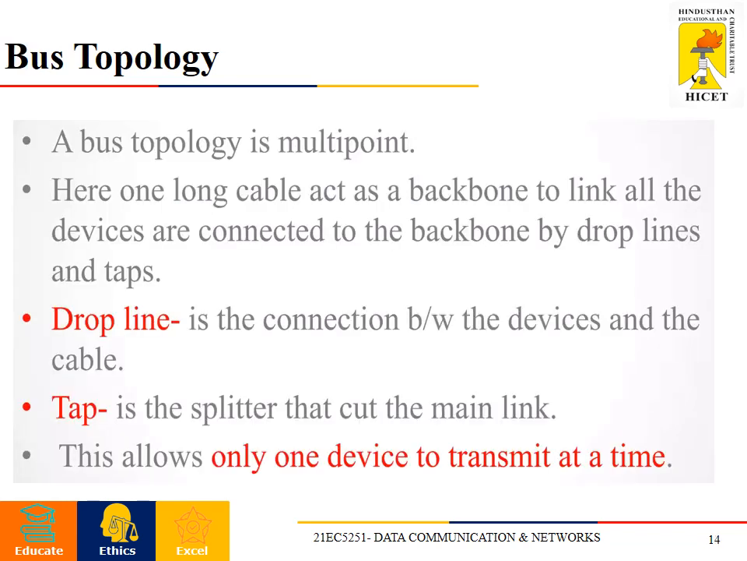The next is bus topology. A bus topology is a multi-point. Here, one long cable acts as a backbone to link all the devices connected to the backbone by drop lines and taps. And what is meant by drop line? It is the connection between the devices and cable. And next is about tap. It is the splitter that cuts the main link. This allows only one device to transmit at a time.